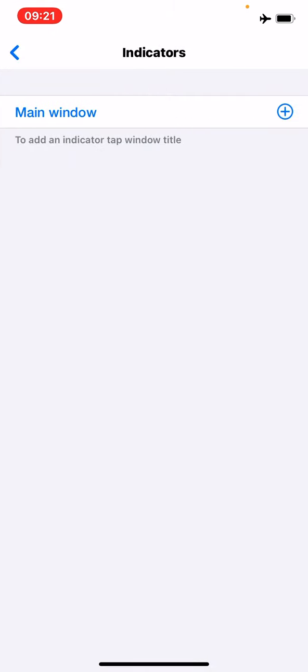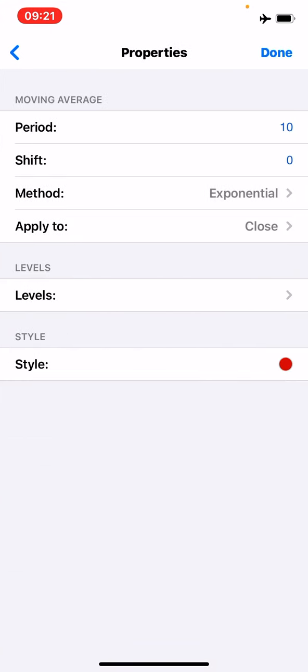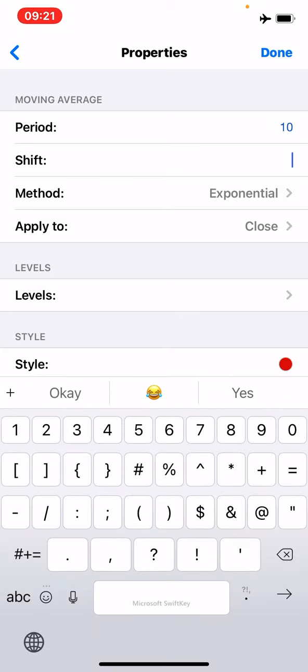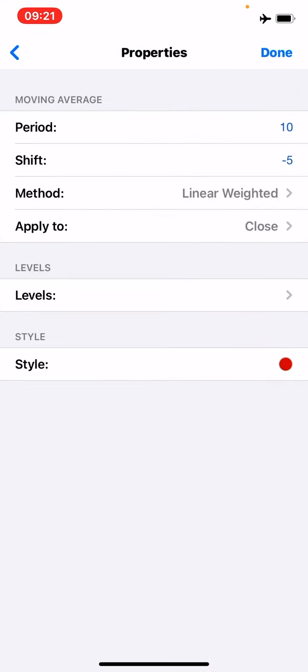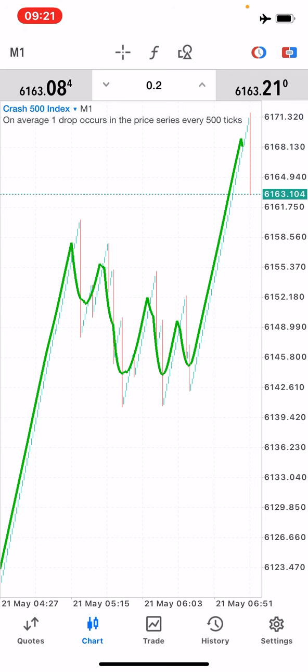Okay, so I'm going to go to indicators, then main window. Then the first indicator that we want to install is a moving average, and it has a period of 10, a shift of -5, a method of linear weighted, apply to close. The color, I'll choose the color green, and then click save, then done. And as you can see, we now have the first indicator right on our charts.